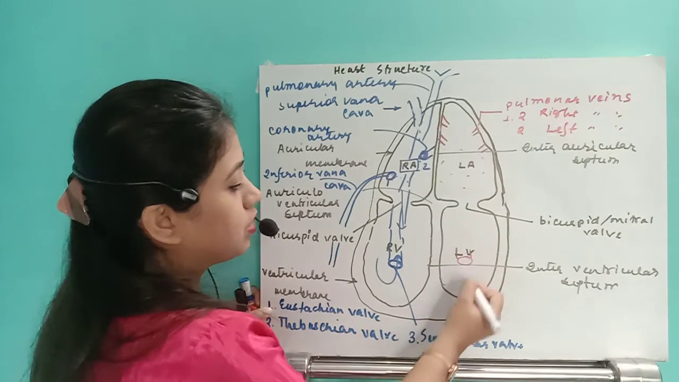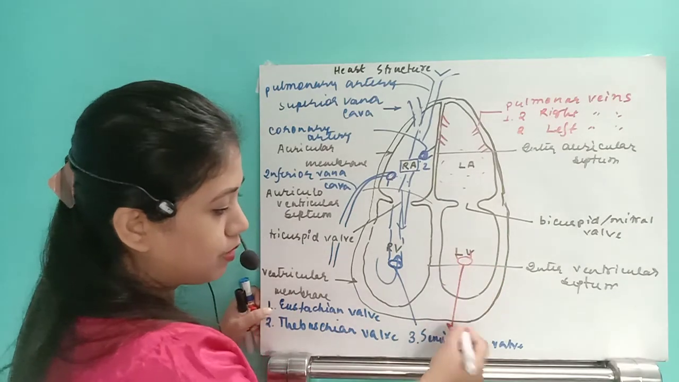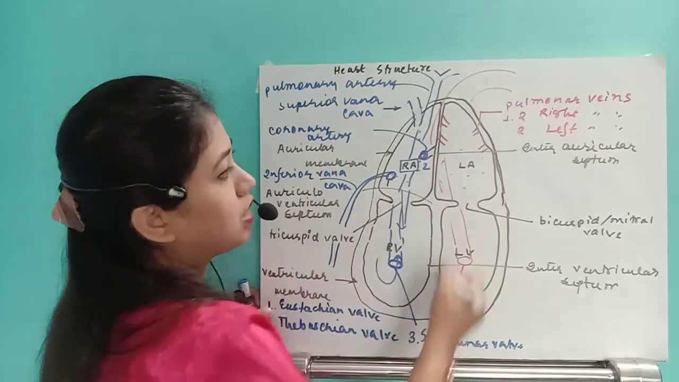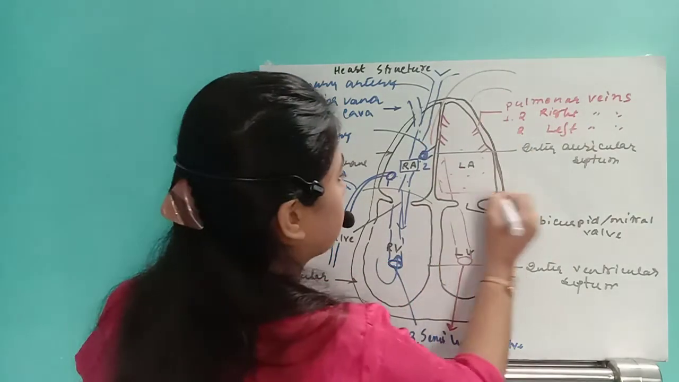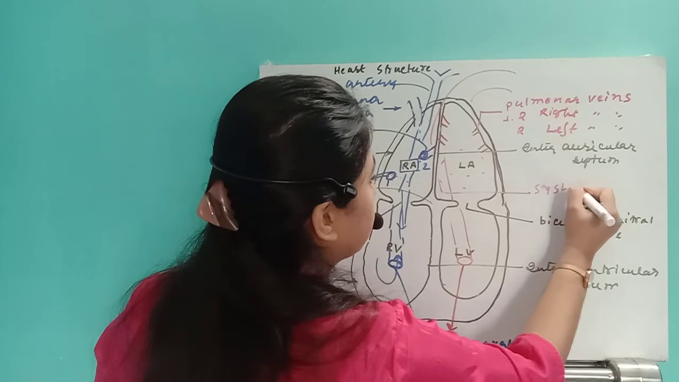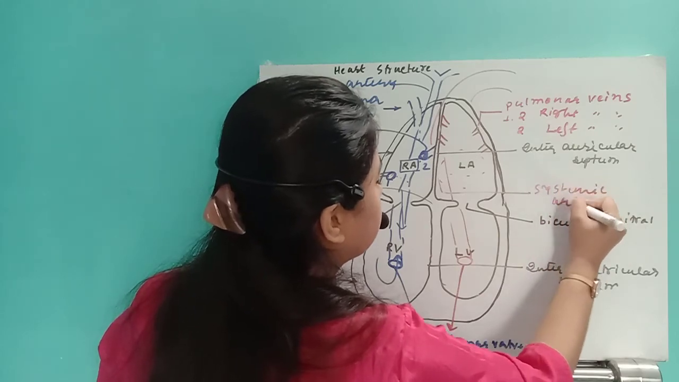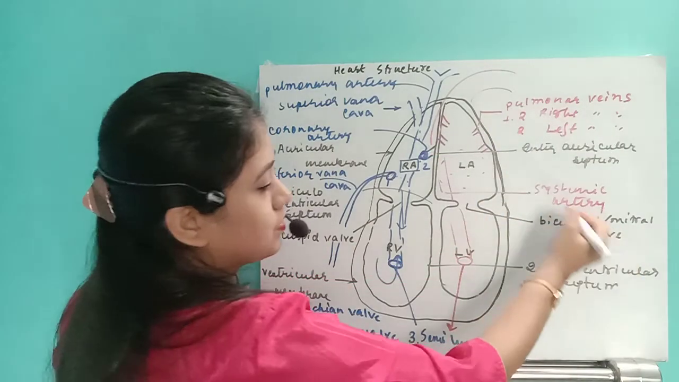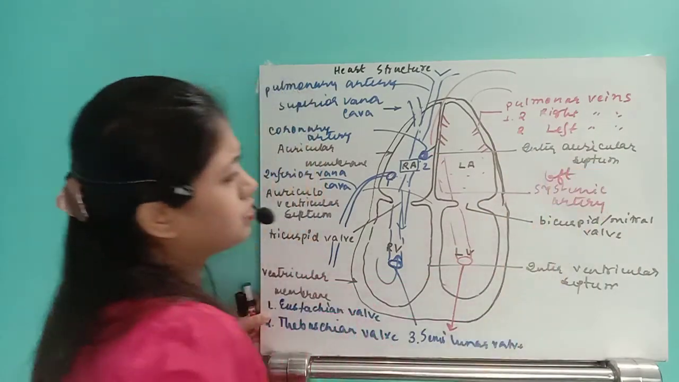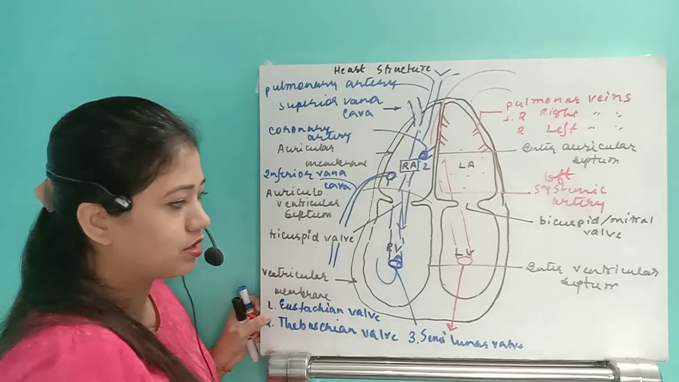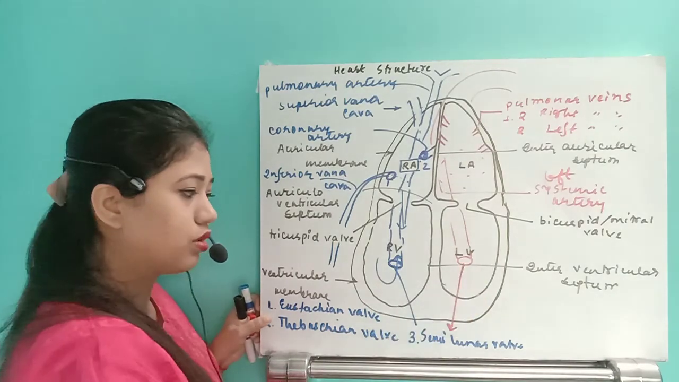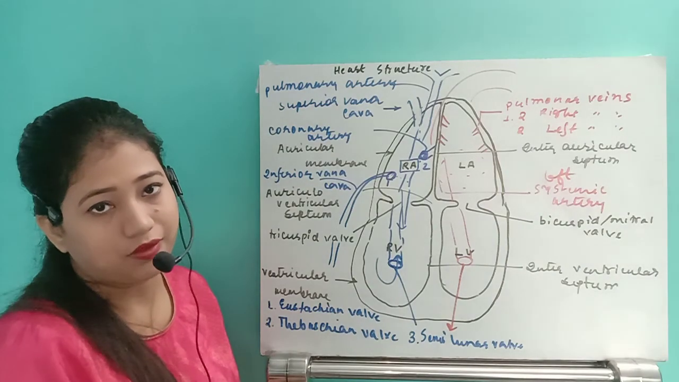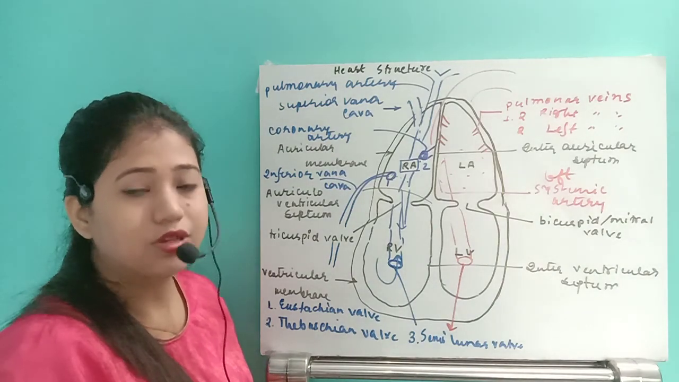From the left ventricle, by opening the same semilunar valve, the blood will now go to the systemic artery. Remember that this systemic artery moves towards the left side, so we call it the left systemic artery. It also has its own valve present. What is that called? Semilunar valve.